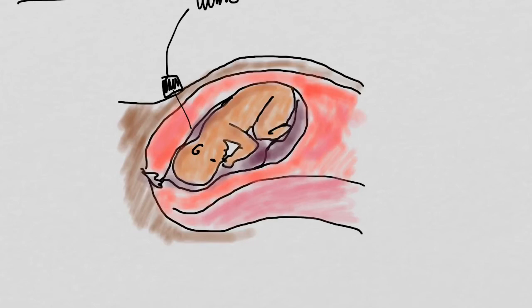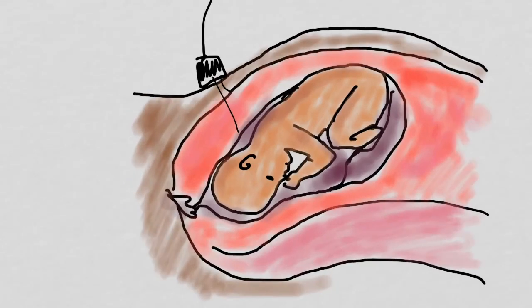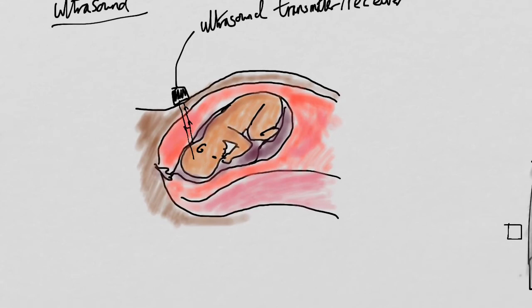Okay, so every time it hits a boundary, some of it will go through, some of it will be reflected back. So in this case, the wave comes out of the detector, some of it will go through the boundary, some of it will be reflected back. And then the same thing here with the baby's head. Some of it will be reflected back, some of it will go through.